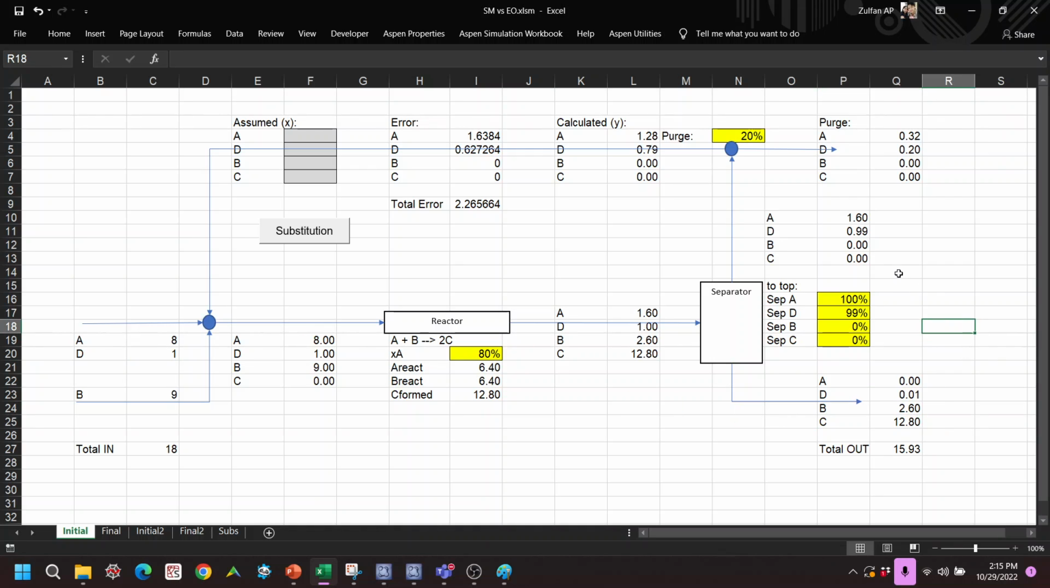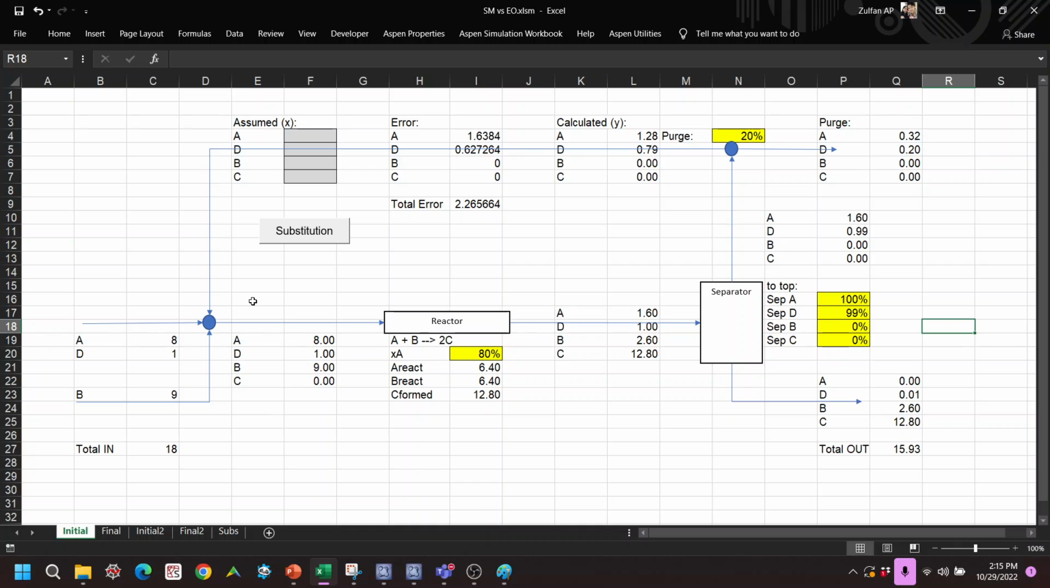And then the unreacted A and B will be separated. Here we have the separation factor to the top. So 100% of A goes to the top, and 99% of D goes to the top, while for B and C nothing goes to the top. So in the top we have only A and D, and 20% goes here, and the remaining 80% goes here. Here is the calculated value, and this is the assumed value.